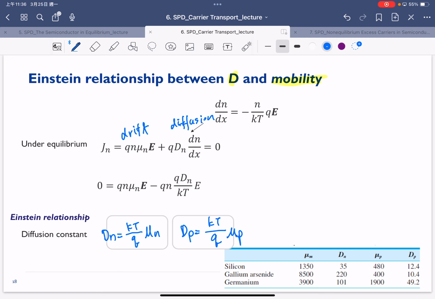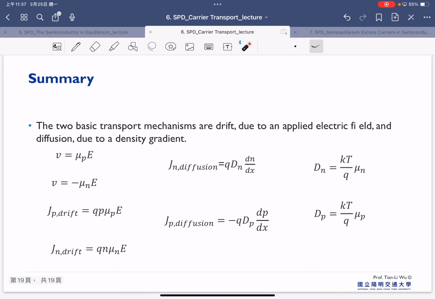So we have a way to calculate the mobility and diffusion coefficient by using the Einstein relationship here. So here are some numbers: mu_n, mu_p, D_n, D_p. That's just for your information. Okay, so that's a summary.